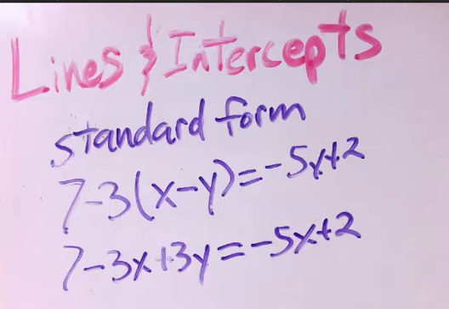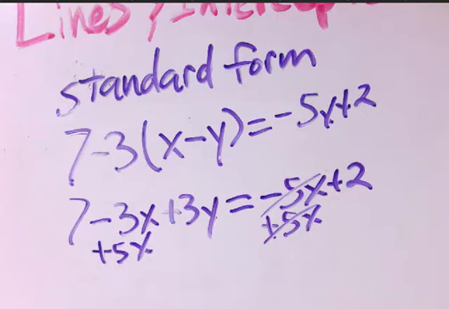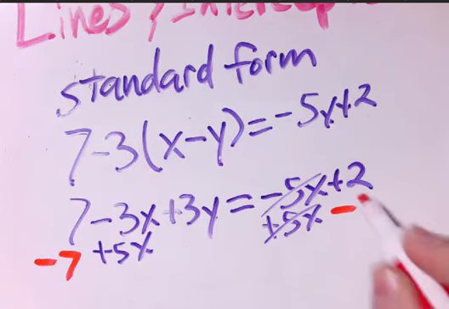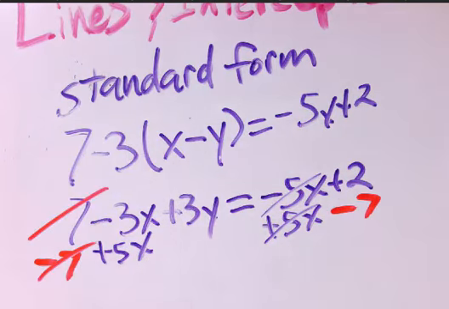Remember, you want to get x and y on the same side, so I'm going to add 5x to both sides. And then at the same time, I can move over this 7. So if it's a positive 7 there, I can subtract 7 on both sides, so that's going to cancel out here.